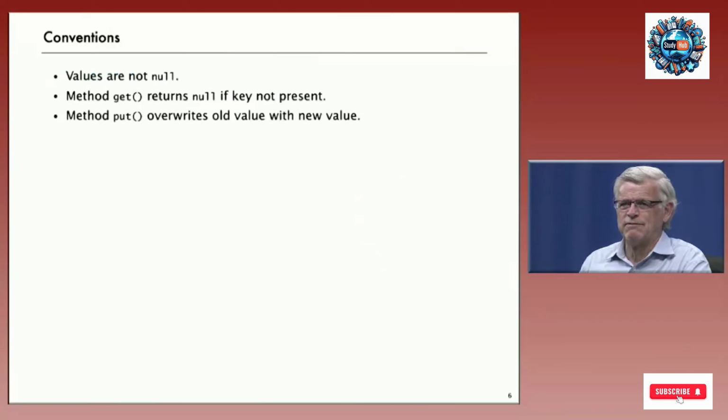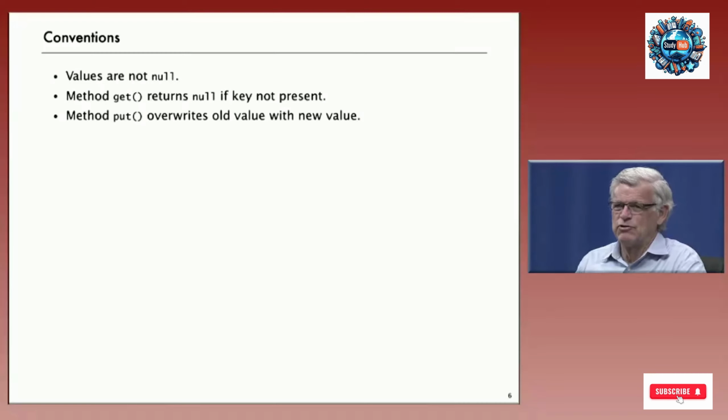Now there's a couple of conventions around null. These are not critical, but they make it a bit more convenient for several implementations. So we're not going to allow null values. You can't associate null with any key. And then we're going to adopt the convention that the get method returns null if the key is not present in the table.